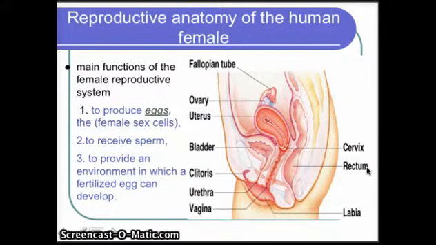The reproductive anatomy of the human female. The main function of the human female reproductive system is to produce eggs, which is the female sex cell, otherwise known as gametes or sex cells, to receive sperm, and to provide an environment in which a fertilized egg can develop.